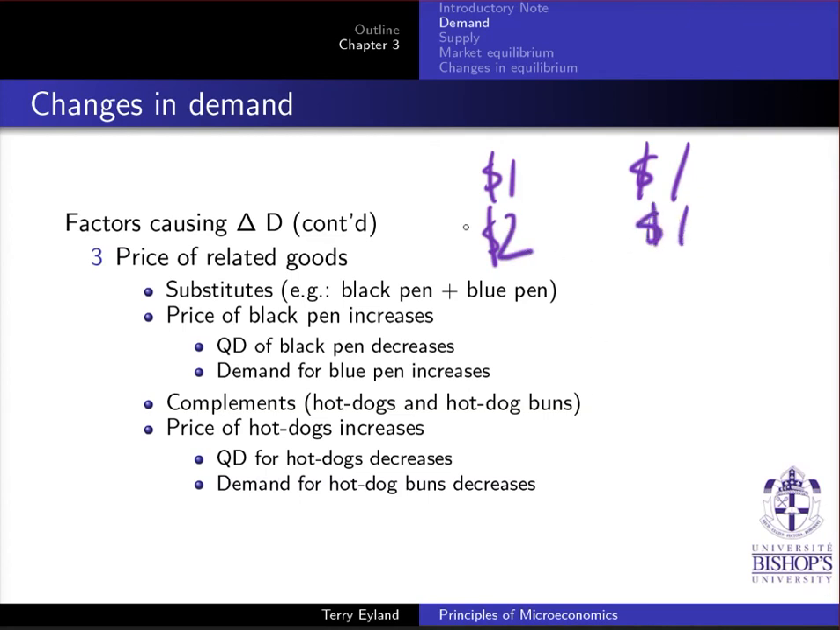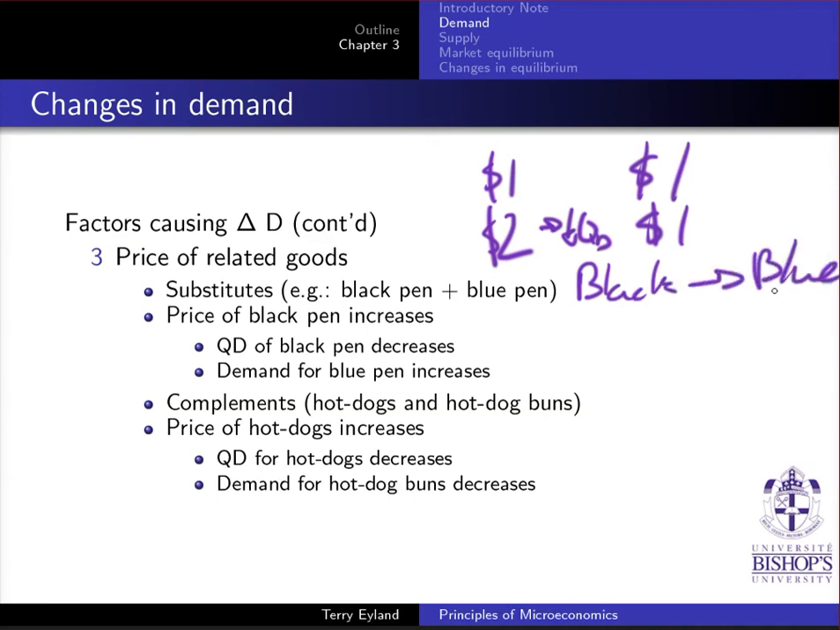Well, we know that as the price of the black pen goes up, we expect the quantity demanded for this specific product to go down. However, what's going to happen to the consumption of blue pens? Well, naturally, if you're seeing both as substitutes and the price of one goes up, you consume less of that, and naturally you're going to substitute away. So a lot of your consumption is going to go from black to blue.